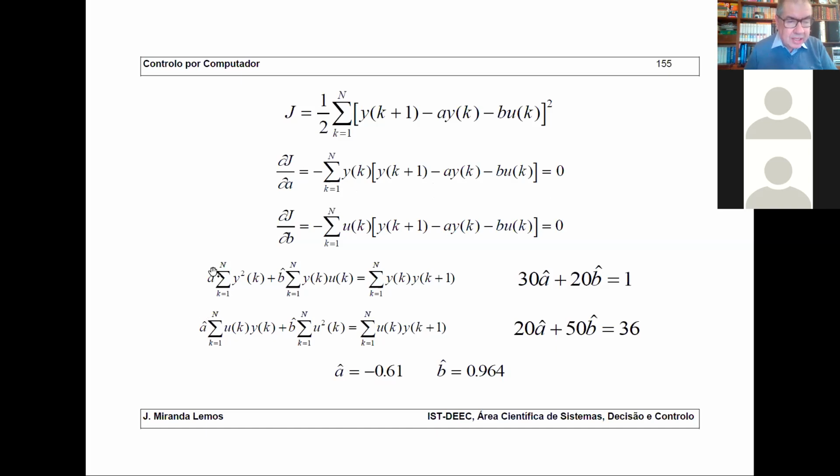I placed a hat to emphasize that the variables a and b that satisfy this system are nothing more than estimates. They are not the true values of a and b, but they are the estimates. Now, if I know the data, I can compute these summations here. In this case, I end up with this term, and then I solve the system of equations. I hope you know how to solve a linear system of algebraic equations. And I get the estimates a hat and b hat.